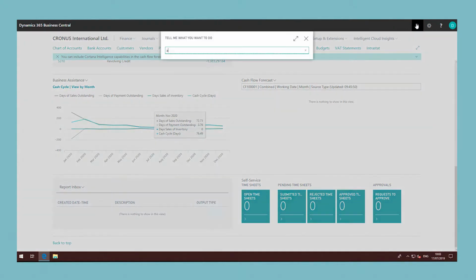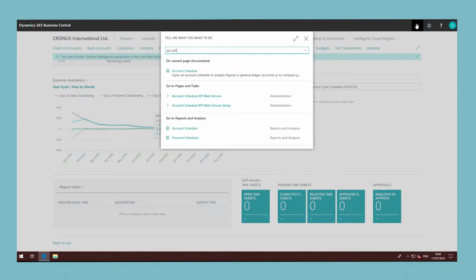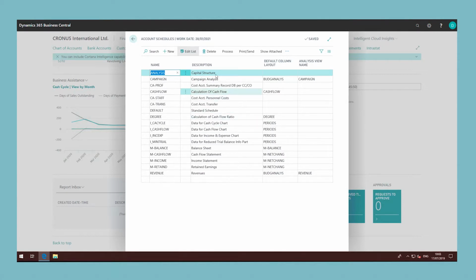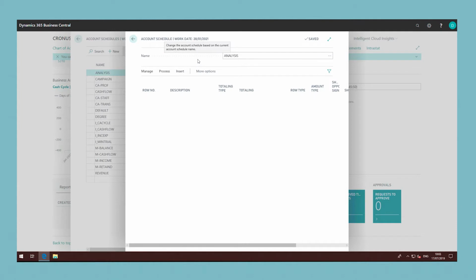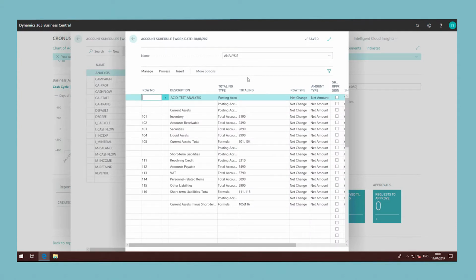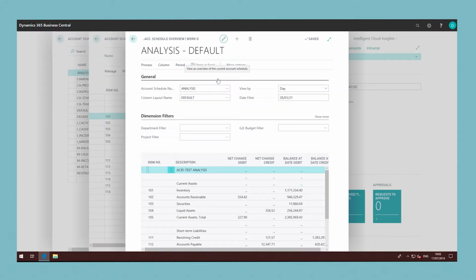If you add GL accounts to your chart of accounts, you'll need to map to the accounts on the account schedules page. Enter accounts in the totaling field for the total revenue, total receivables, total payables, and total inventory. To map a range of accounts or more than one specific account, enter the account numbers separated by two dots or by a vertical bar respectively. Then verify your mapping by choosing the overview action.